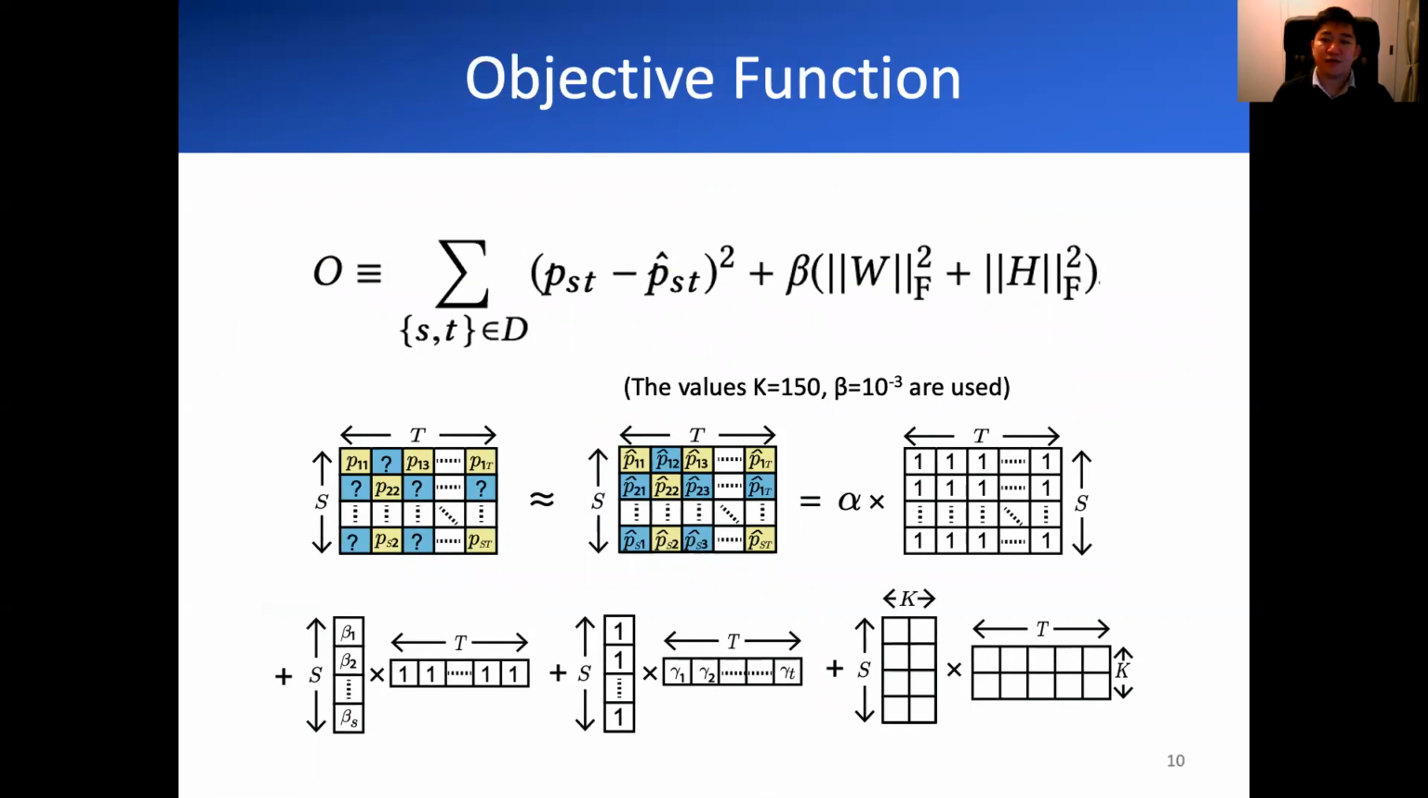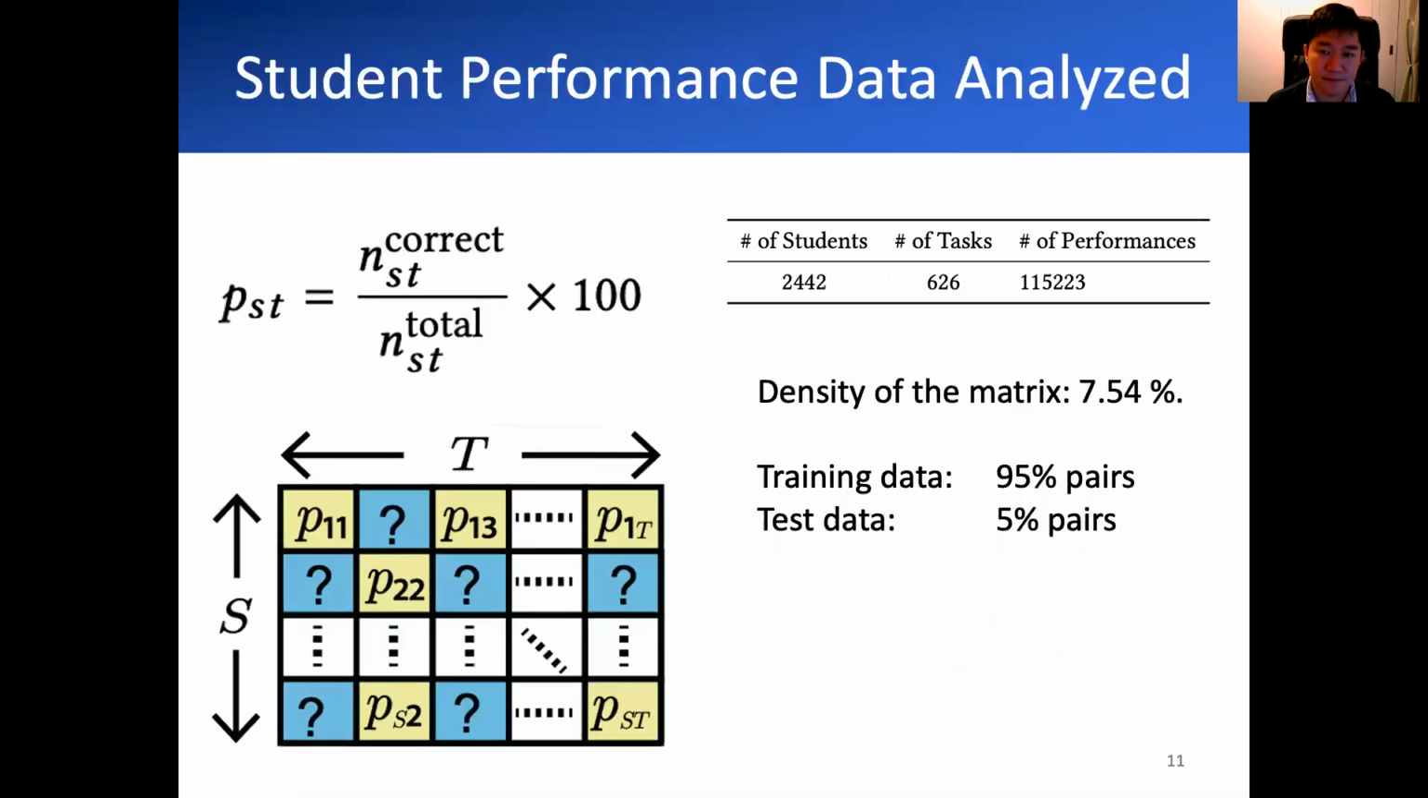This is the objective function we used in the optimization process, which is in a very common form. It consists of the residual sum of squares and the regularization term with Frobenius norms of the 2 matrices. In this study, we use the value k equals 150, which is the dimension of the latent space, and beta equals 10 to the negative third, which is the regularization parameter.